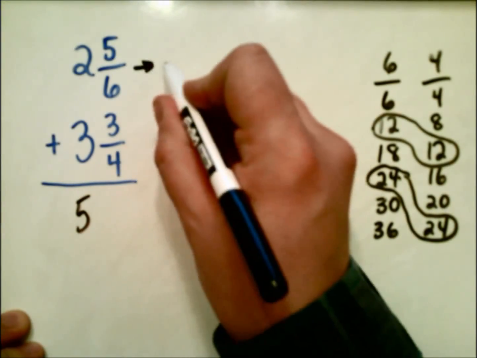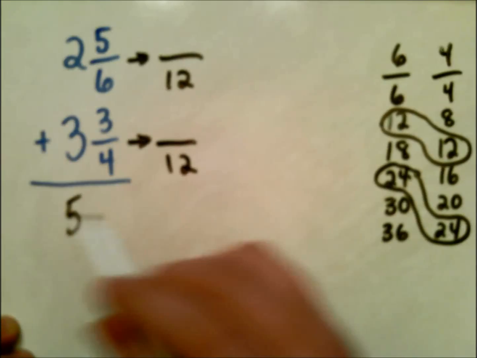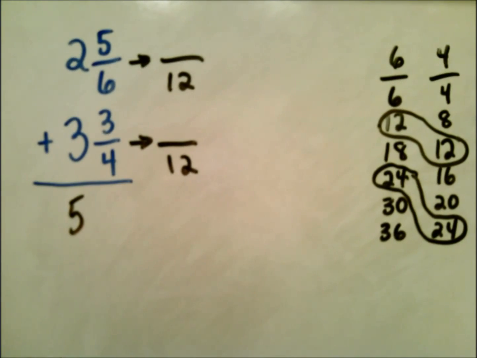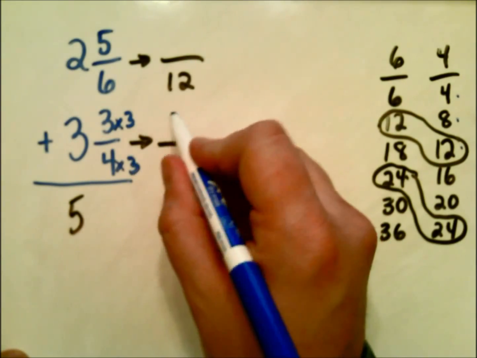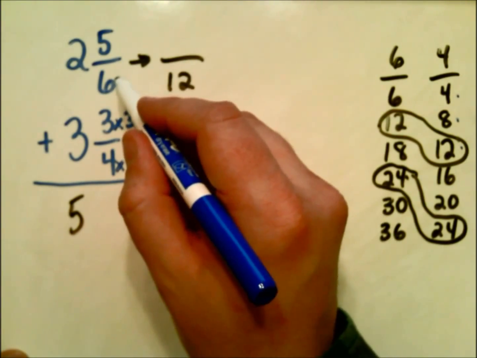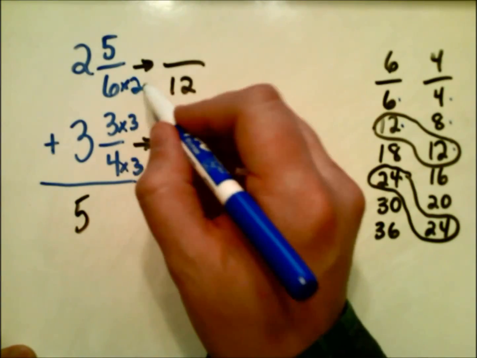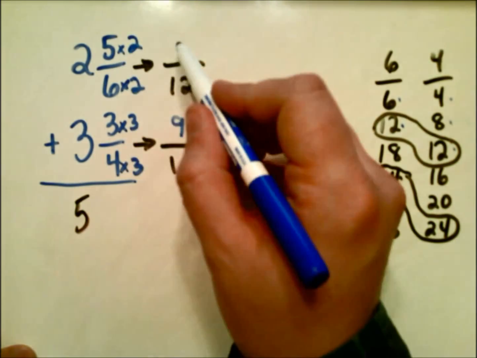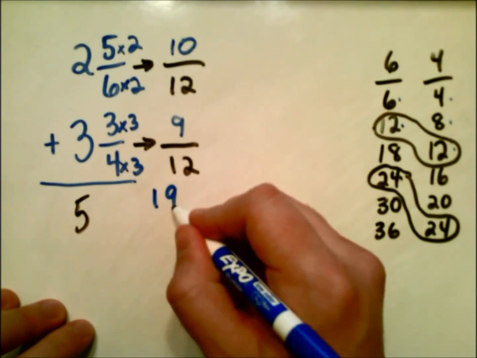We can make these denominators into 12, and then we're going to be adding them. The question is how did we get from 4 to 12? Well, we went 4, 1, 2, 3, so we multiply by 3. We need to do the same to the top. 3 times 3 is 9. And how do we get from 6 to 12? We multiplied by 2, so we do the same over here. 5 times 2 is 10. And when we add these up, we get 19 twelfths.